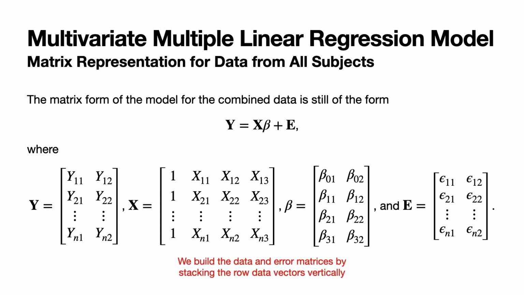And so we can see that the way that we get these various data matrices is we build the data and error matrices by stacking the row data vectors in a vertical fashion.